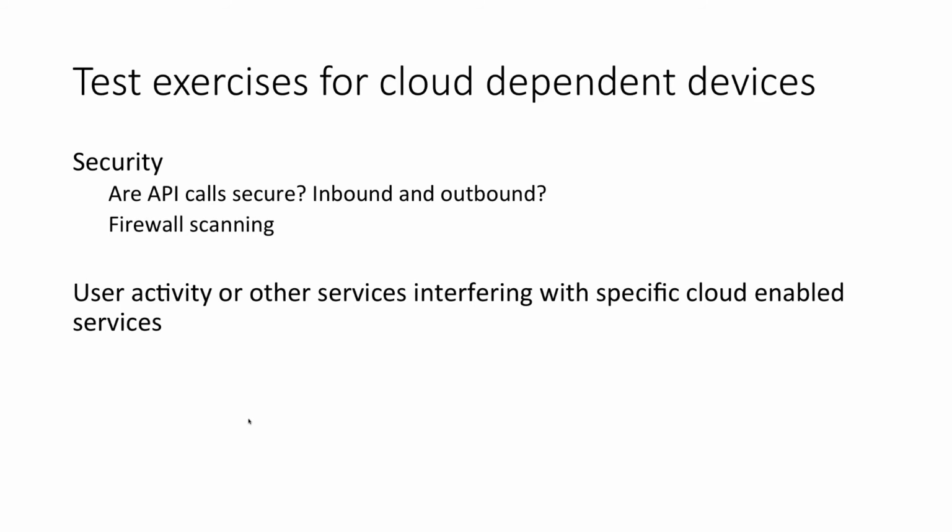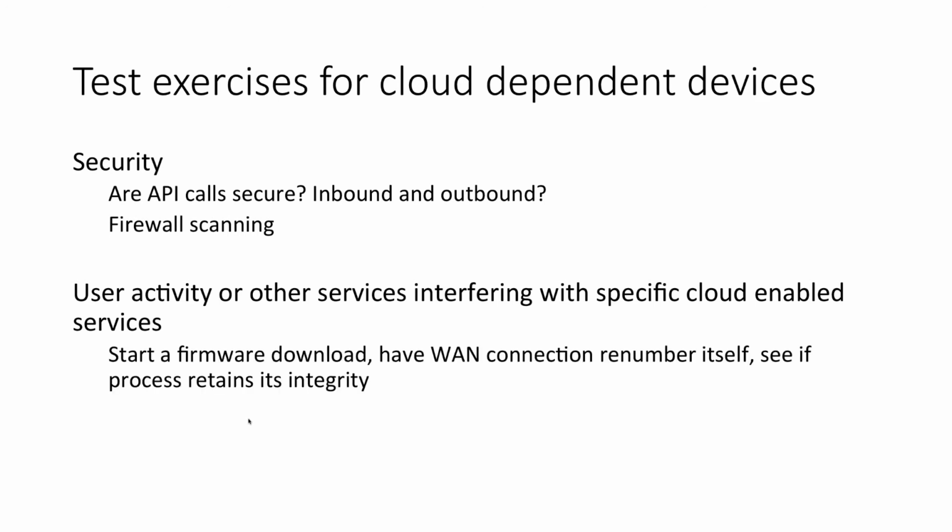You also want to test to make sure that anything you're doing with your test traffic that would be simulating user activity or other services doesn't interfere with the things that the device needs to do in the cloud, so that your bootstrap isn't interrupted, or your ongoing activity isn't interrupted. Something like starting a firmware download and then having CDRouter run its WAN connection renumbering test and making sure that the firmware download continues and is successful.